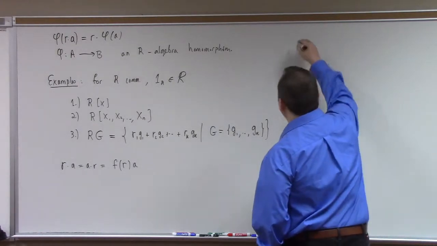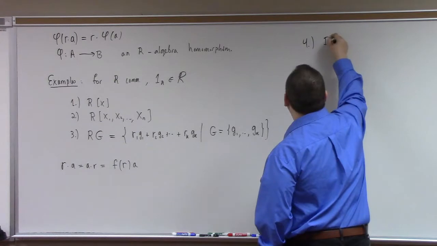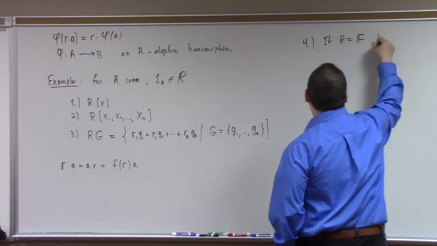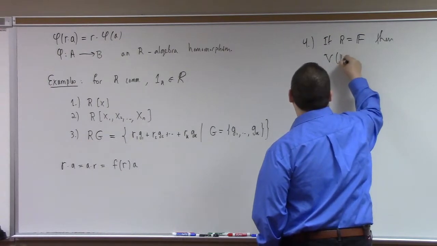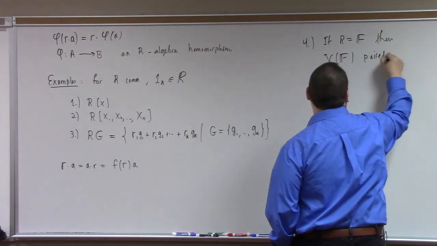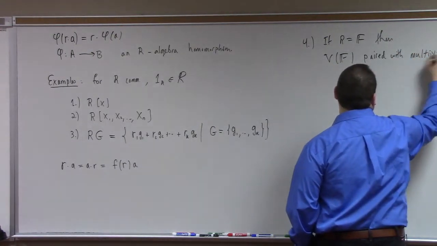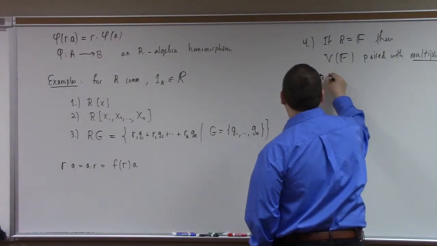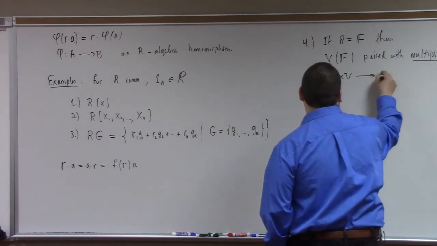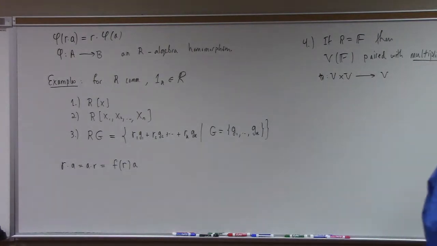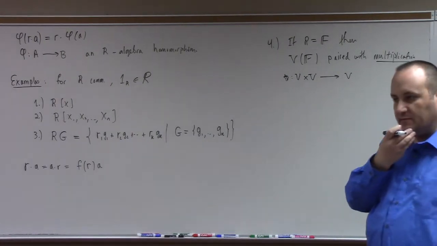Another example of this would be if the ring is a field, right? And if we have a vector space over the field paired with what? Multiplication. So, you know, something like multiplication goes from the Cartesian product of the vector space back to itself again. That, to me, when I think of an algebra, this is what I think of. I think of a vector space paired with a multiplication.